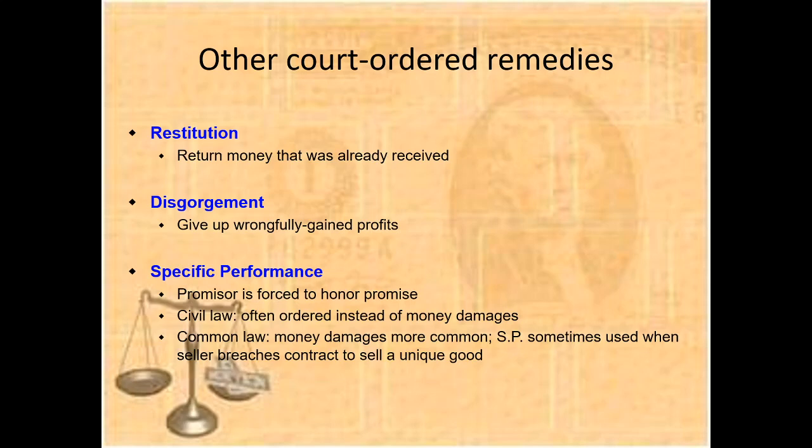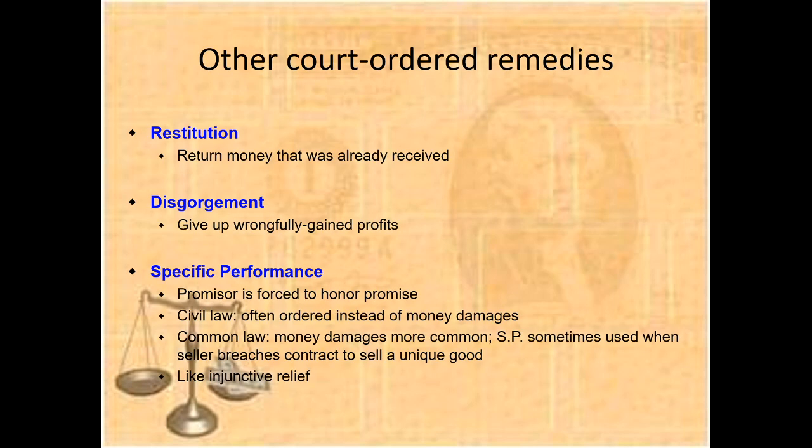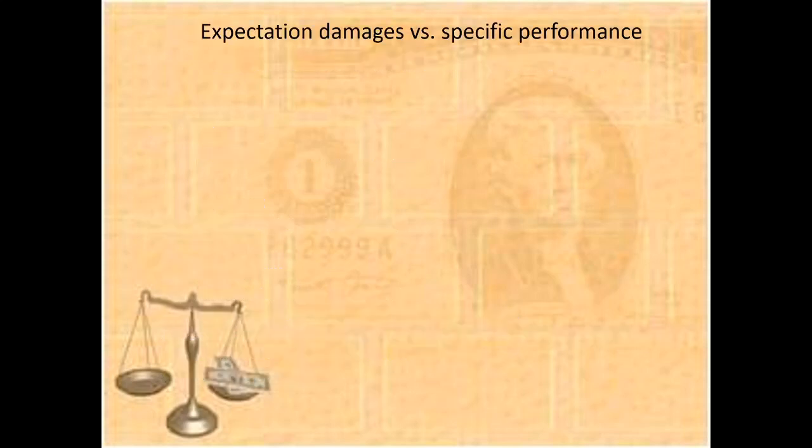In common law, money damage is more common. Specific performance is sometimes used when a seller breaches a contract to sell a unique good. So this is the case in common law. In that sense, it acts as an injunctive relief in common law.